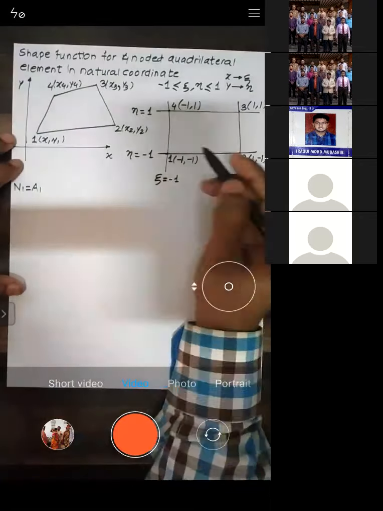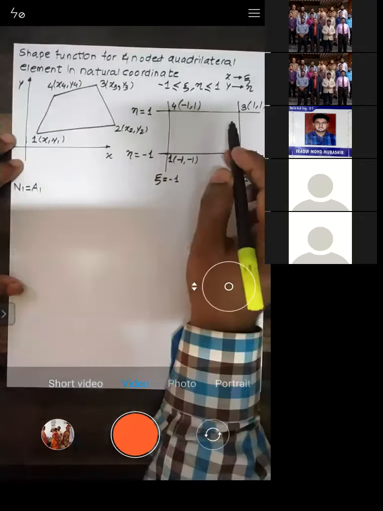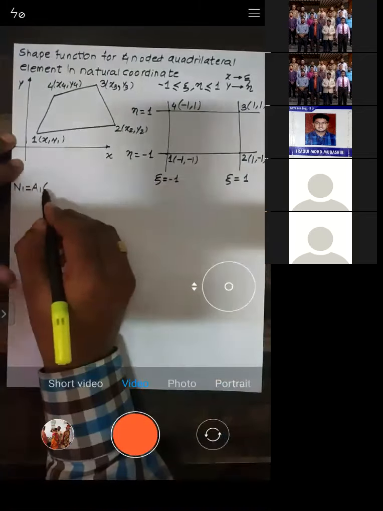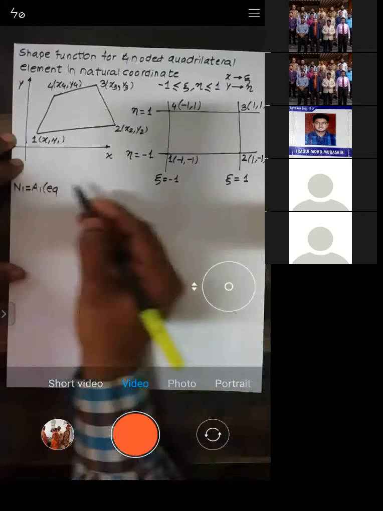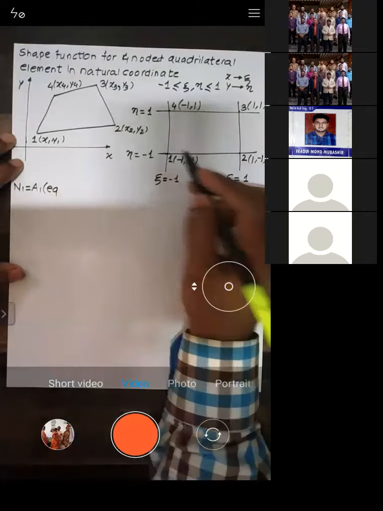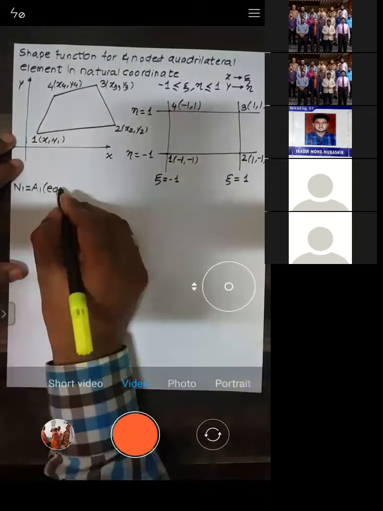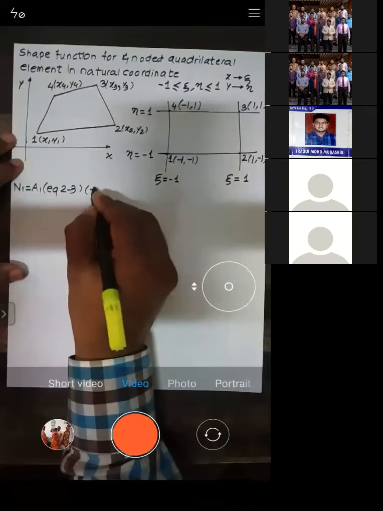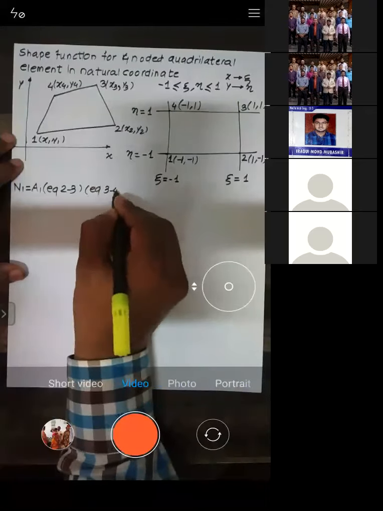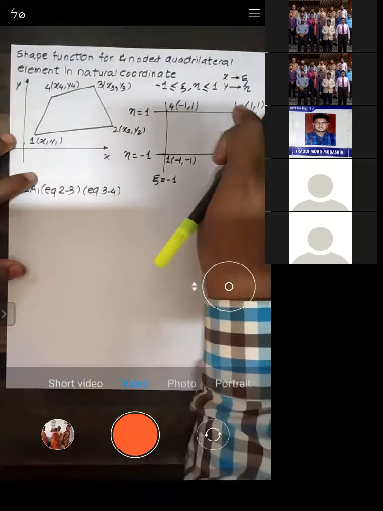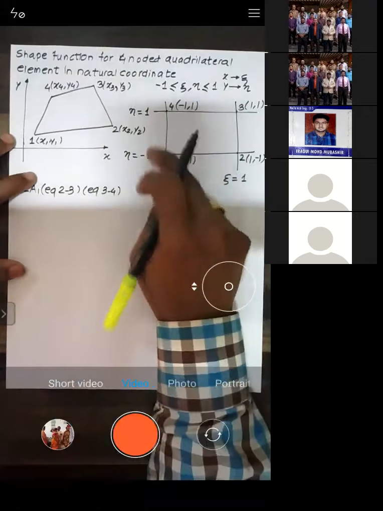Zeta equal to 1, neta equal to 1. I will write down here: N1 is equal to a1 into the equation of the line. Through node 1, which lines are not going? 2,3 and 3,4. So the equation of 2,3 and the equation of 3,4. Yes or no? These lines 2,3 and 3,4 are not going through node 1.